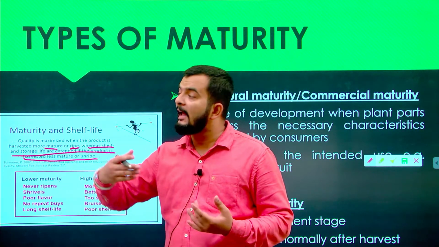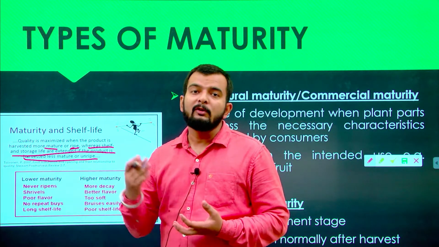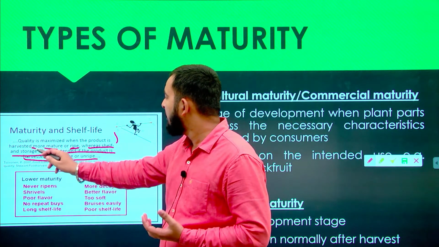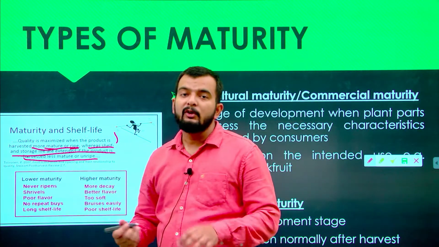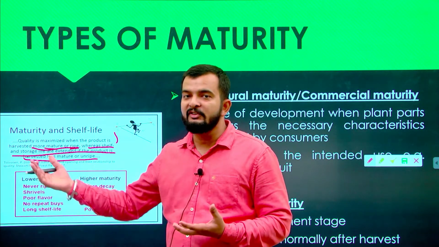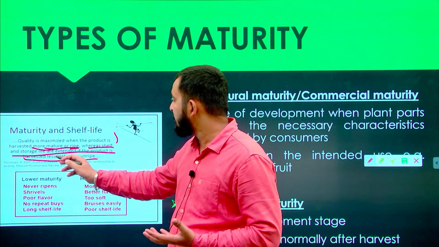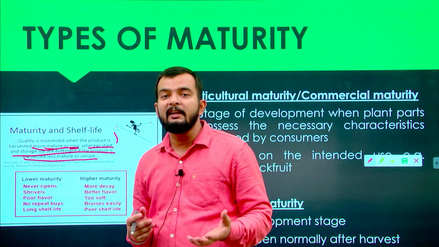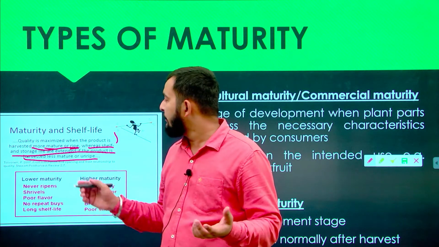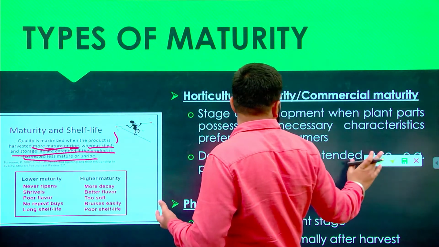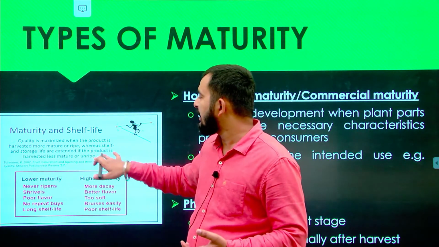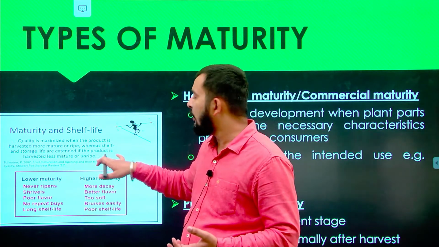Why so? Because it will have more time before ripening or spoilage, while the quality depends on your maturity or the ripeness. If you let the fruit ripen on the tree, it may get spoiled before it reaches the market. And shelf life depends on how early you pluck the fruit from the plant. If it is unripe, it will be better in this case. Shelf life or storage life will be extended if it is less mature or unripe.